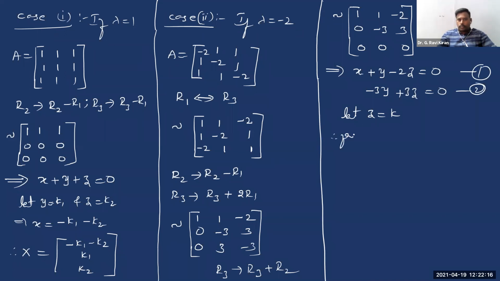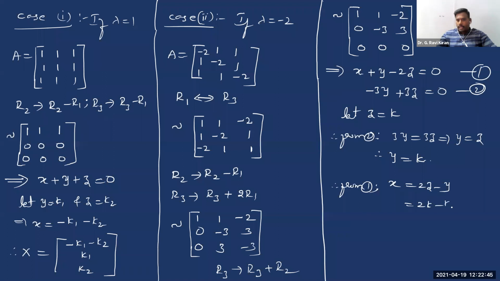Therefore, from the second equation, what happens? You will actually get 3y is equal to 3z, which implies y is equal to z. So from this, you can write the value of y as also equal to k. So y is equal to k. Now see, from the first equation, you can write the value of x as 2z minus y. So this implies 2k minus k. So this implies x is also equal to k. So therefore, if you finally write the solution at the end, capital X is equal to: x is k, y is equal to k, and z is also equal to k.